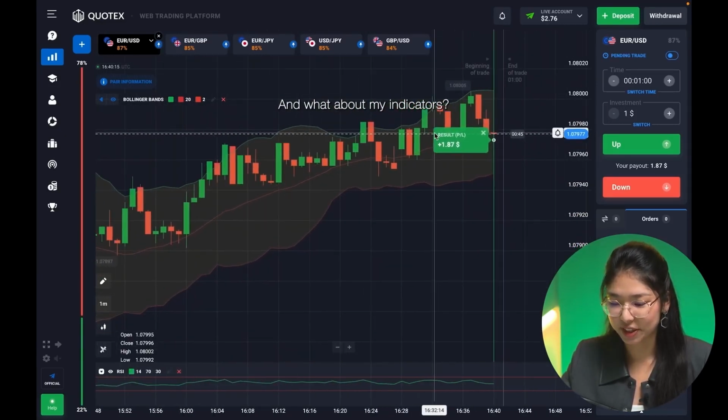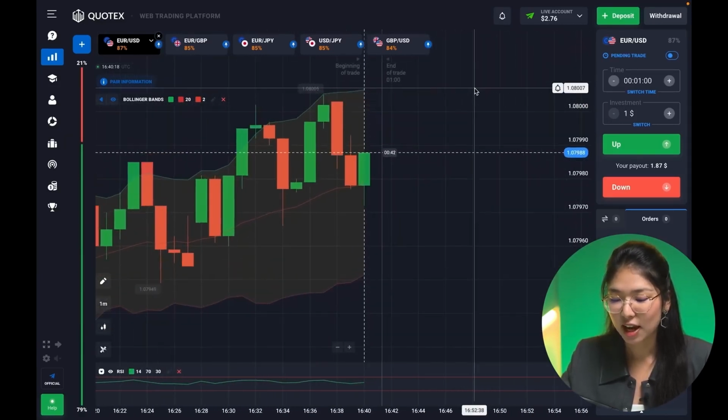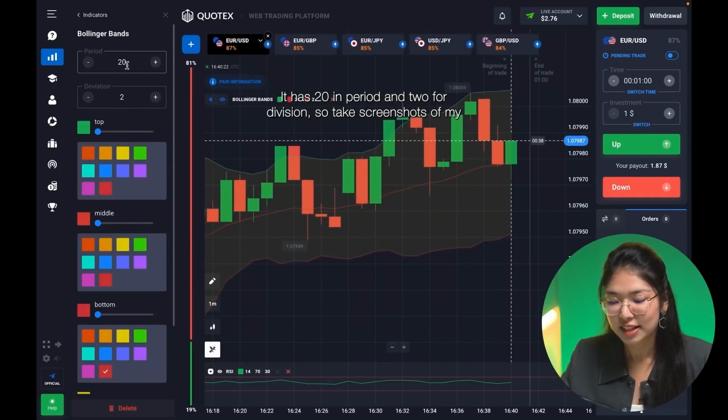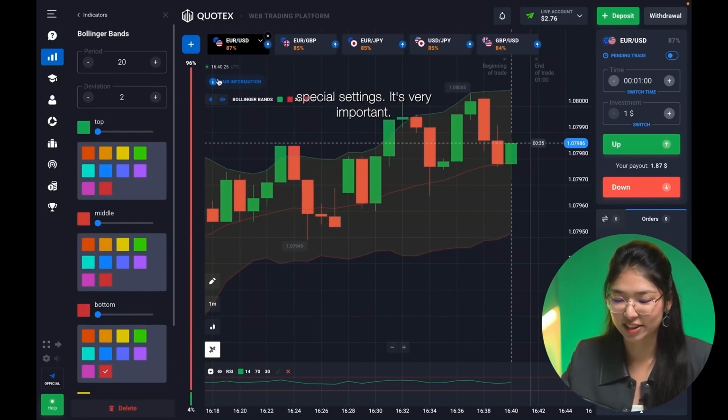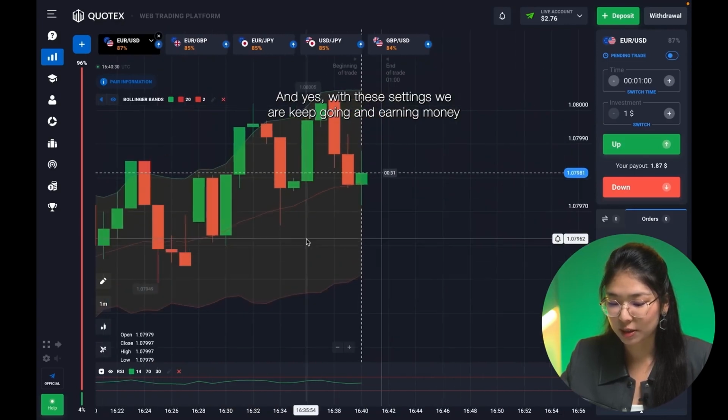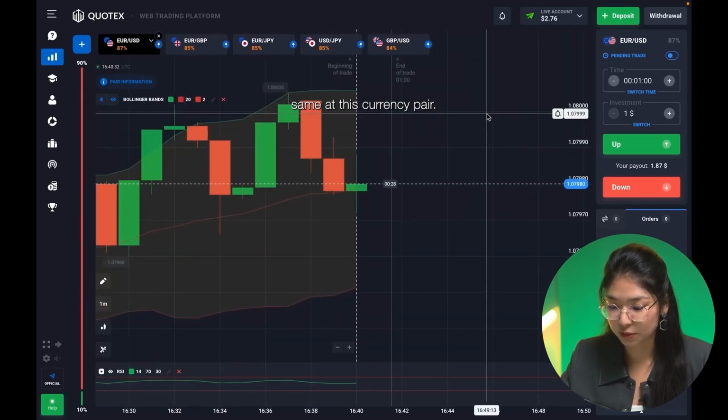And what about my indicators? I just want to show you the settings. Look at the Bollinger Bands indicator. It has 20 period and 2 for deviation. So take screenshots of my special settings. It's very important. And yes, with these settings, we keep going and earn money in this currency pair.